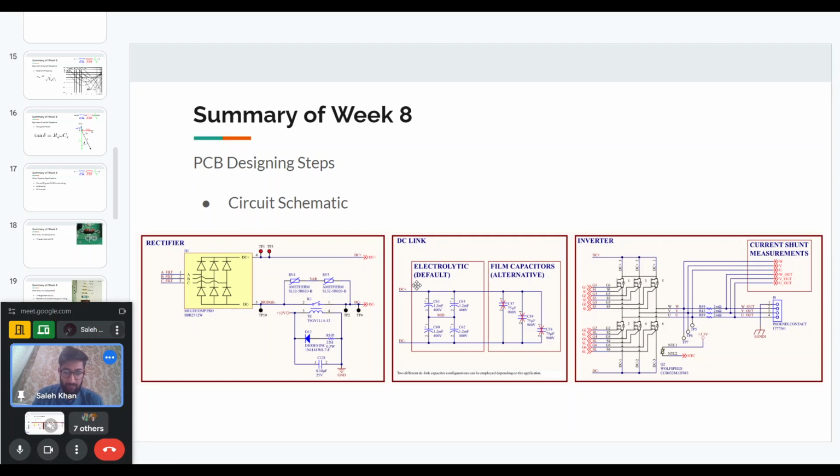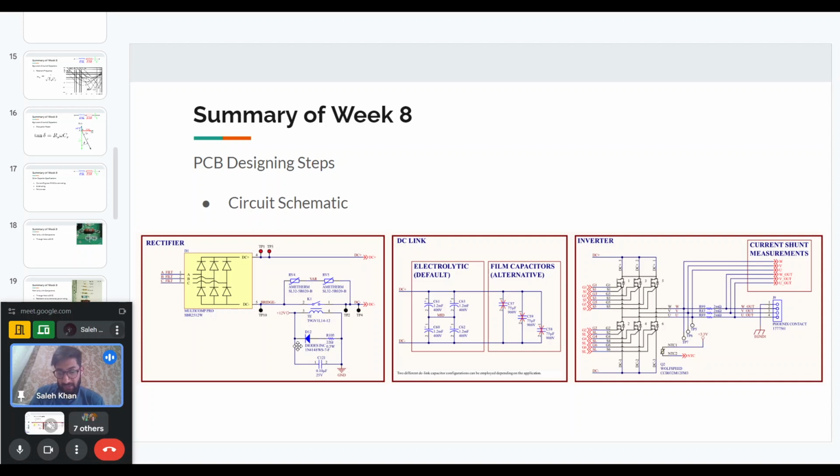We have some DC link capacitors that are connected, and then we have the three-phase inverter, and then it is connected to the current measurements, which goes to the output. So this is the power side schematic, and then we also saw the other schematics of the gate drivers and the sensing circuits. All of these are made in your PCB designing software.